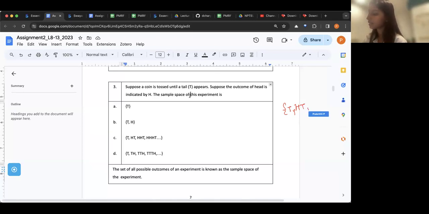And it could also be the case that I get heads twice and then a tail. Or I can get heads thrice and then get a tail. And then 4 times and then tail. So it could go on like this. So your answer to this question is option C. So this would be your answer here. A coin is tossed until a tail appears, so the sample space for this experiment would be this.